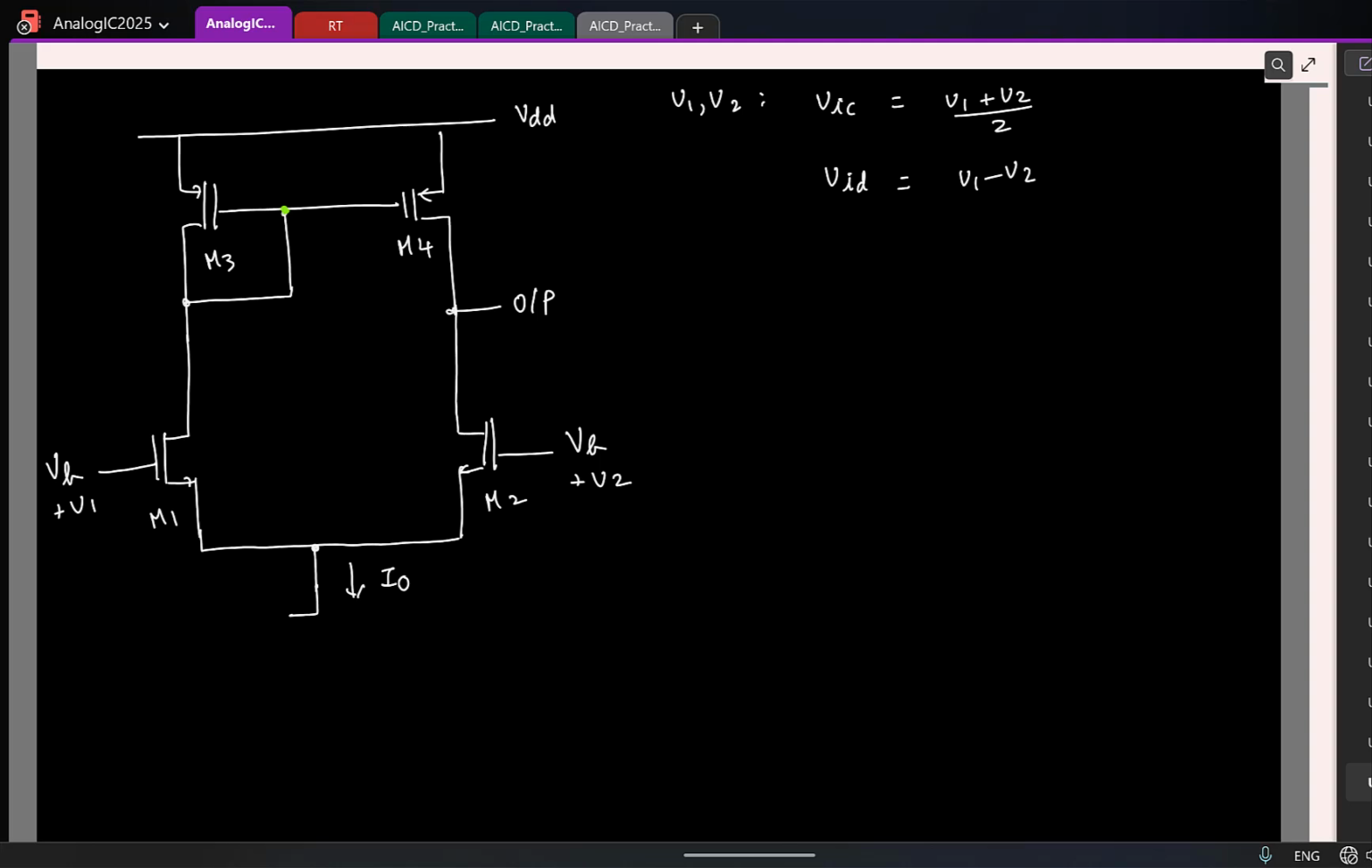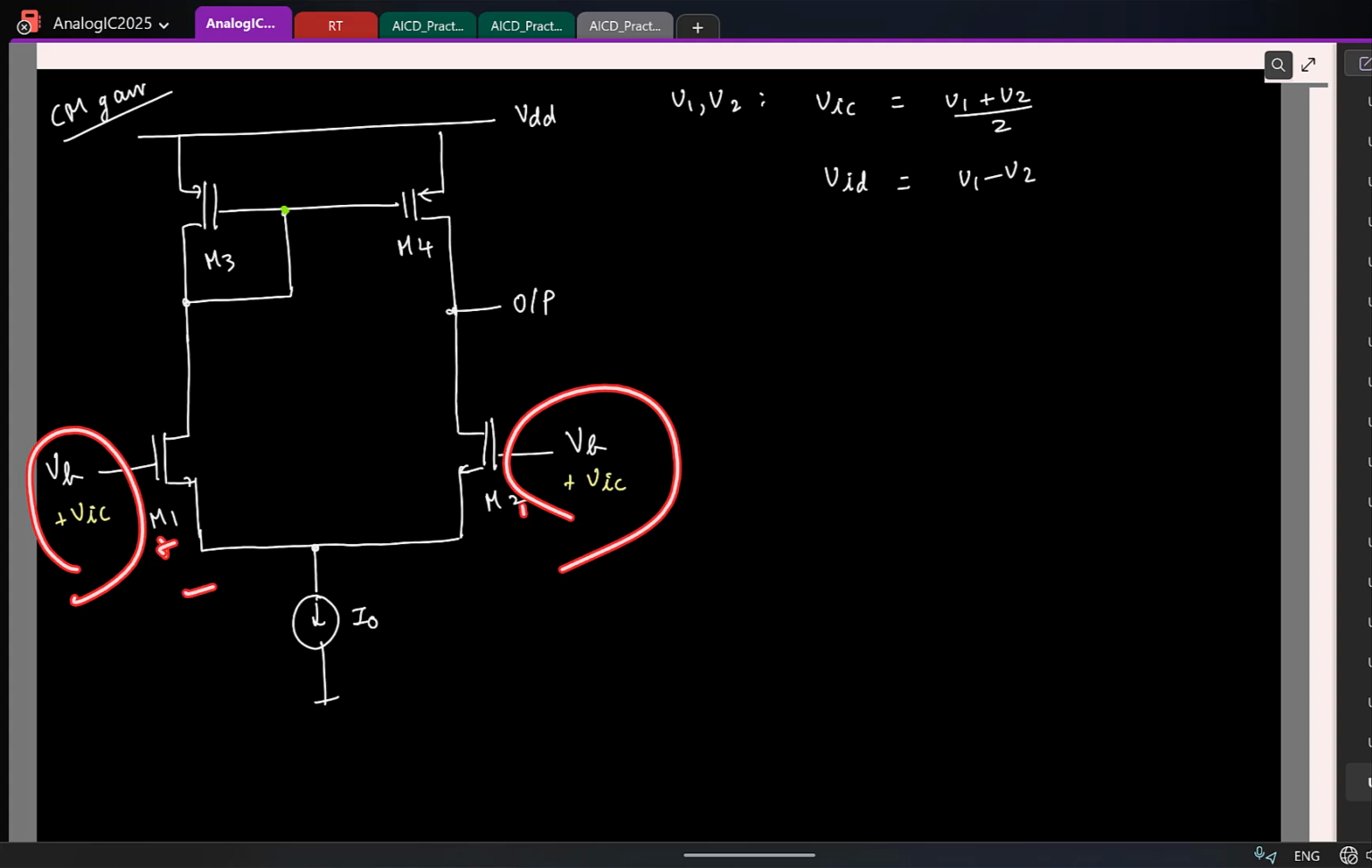So let's assume that I have an ideal current source to start with. Let's make it simple. I am now assuming that I have a common mode input applied to both sides, which means along with the bias voltage, I have a common mode input added. So again, let me write this as the common mode gain. We already know this circuit now has a common mode excitation, the same gate to source voltage.